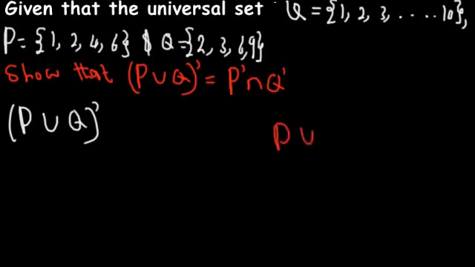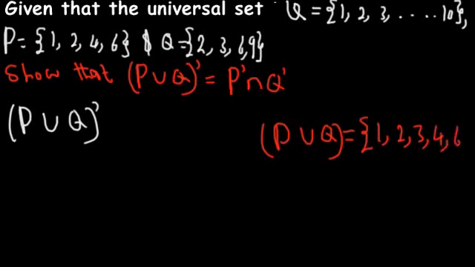P union Q is equal to what? What are the elements in P union Q? So we have 1, 2, 3, 4, 6, and 9. Those are the elements in P union Q.